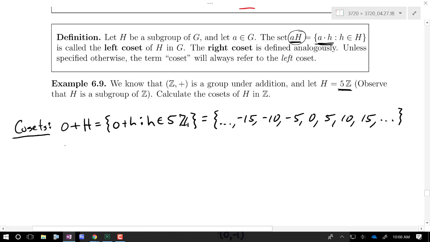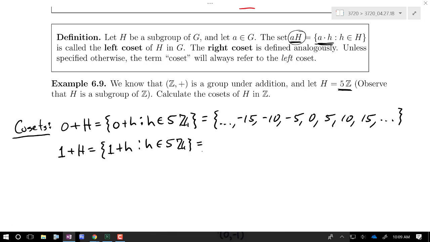So now I'll pick another integer, say 1. So now I'm going to take 1, and I'm going to find the sum 1 plus h for every element in 5Z. So now what I'm doing is I'm taking the subgroup that consists of all the multiples of 5, and I'm adding 1. So I'm going to get a set that just consists of all the integers that are 1 more than a multiple of 5.